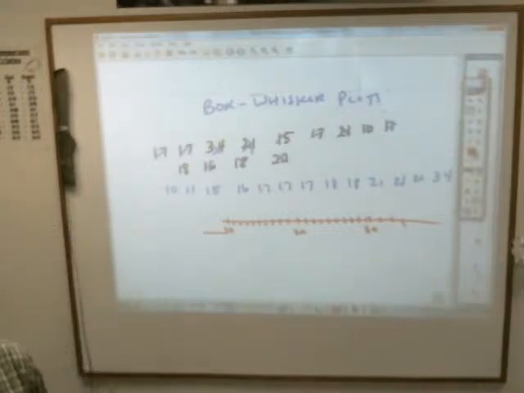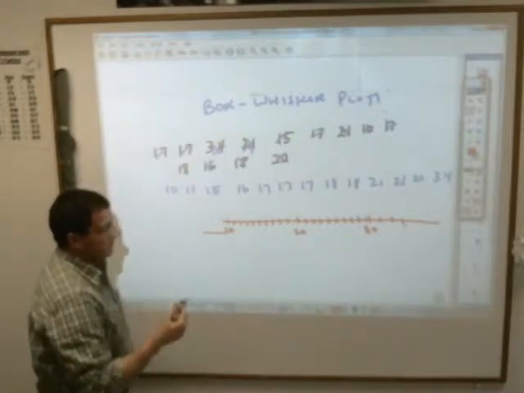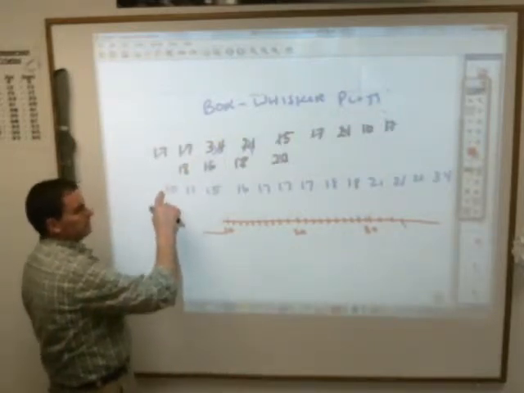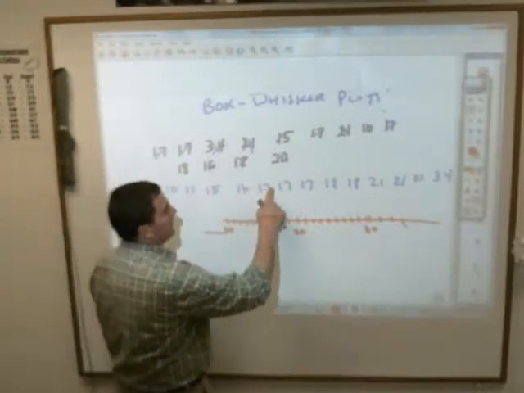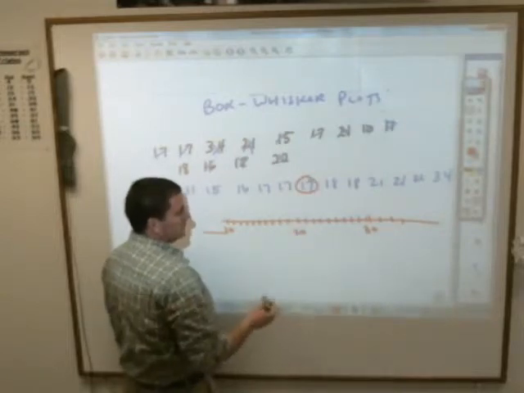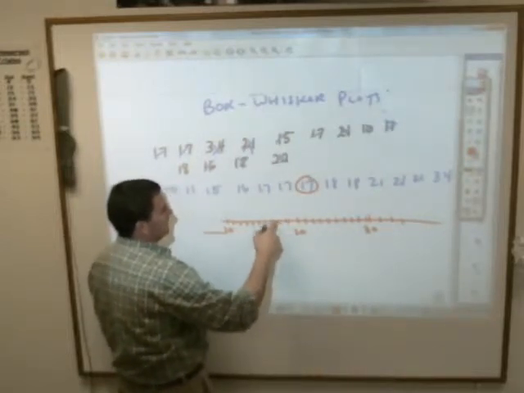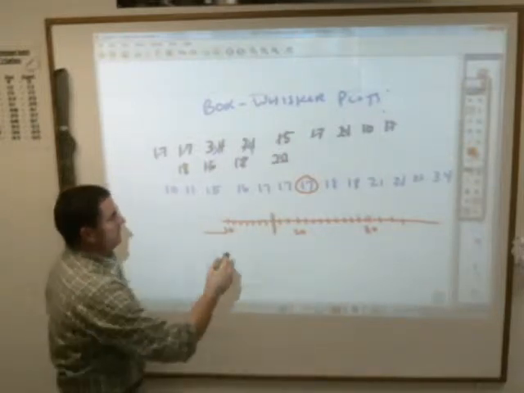Step number 1. Listen, please, because this will come up. Find the median. We have 13 numbers, so number 7 is actually the middle. So your median is 17. You should have drawn a line straight up and down there. That's the median.